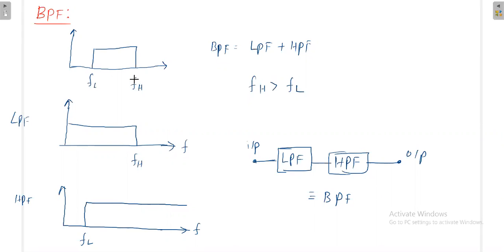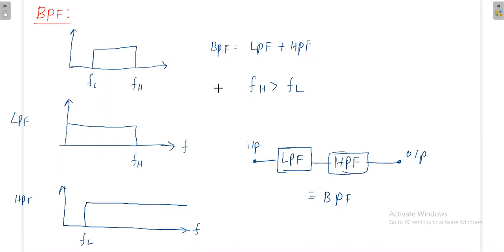So again, how can we design a band pass filter? A band pass filter can be designed separately, or it can be designed with the help of a low pass filter and a high pass filter. For this design we have two types. One is we can directly design the band pass filter, or otherwise, with the help of a low pass filter and a high pass filter, we can realize the operation of the band pass filter.